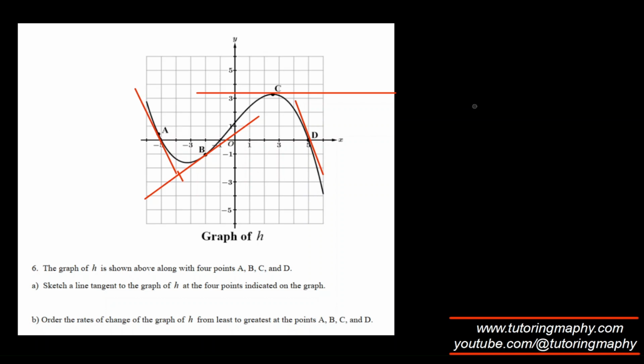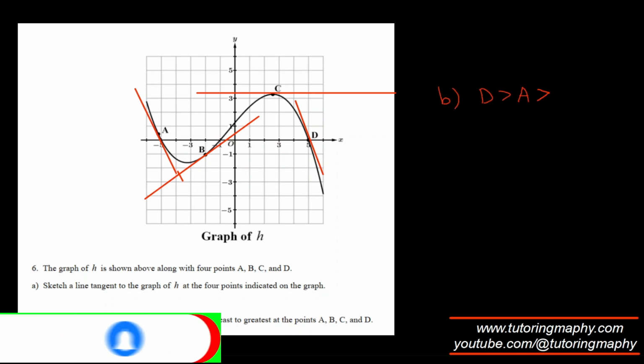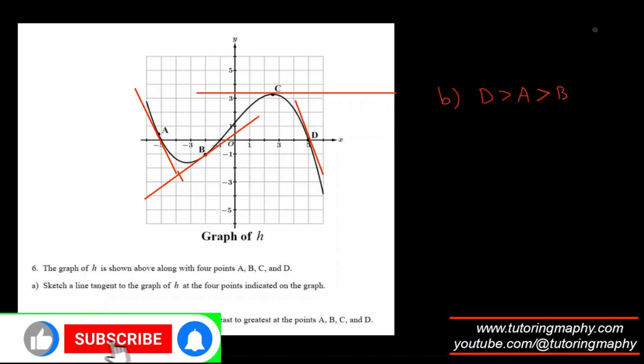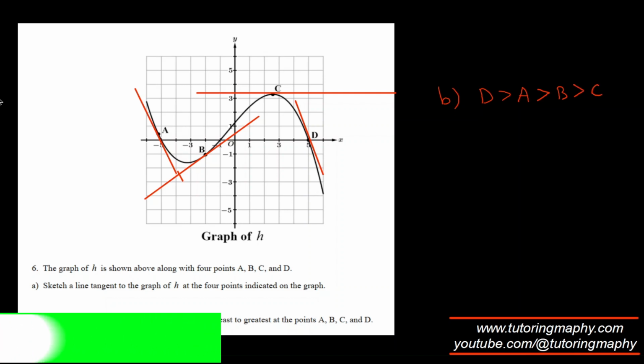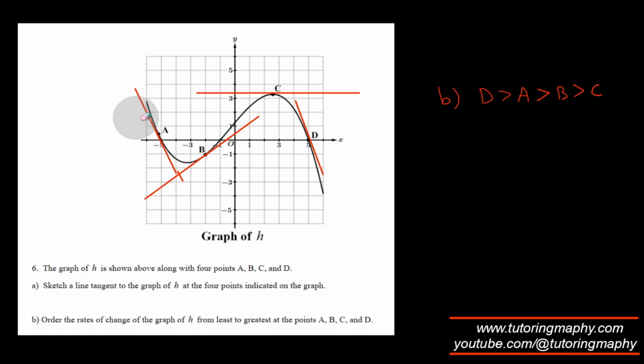D is the most steep. So it will be D followed by A. And then obviously B is less steep than A and D, and C is not steep at all. It's just a horizontal line, so there is no rate of change at that point. So I think this should be the comparison.